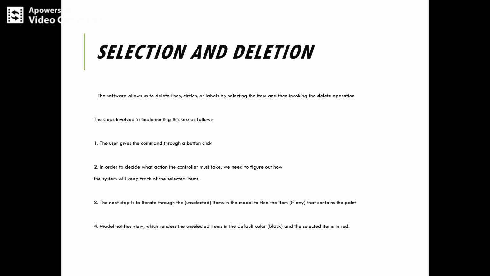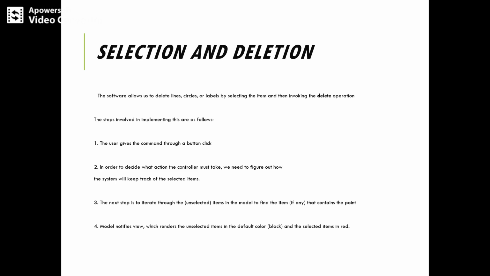The steps involved in implementing these are as follows. The first step is that the user gives us the command through a button click. This is followed by a mouse click event to specify the particular item. Both of these are detected in the view and communicated to the respective controller.